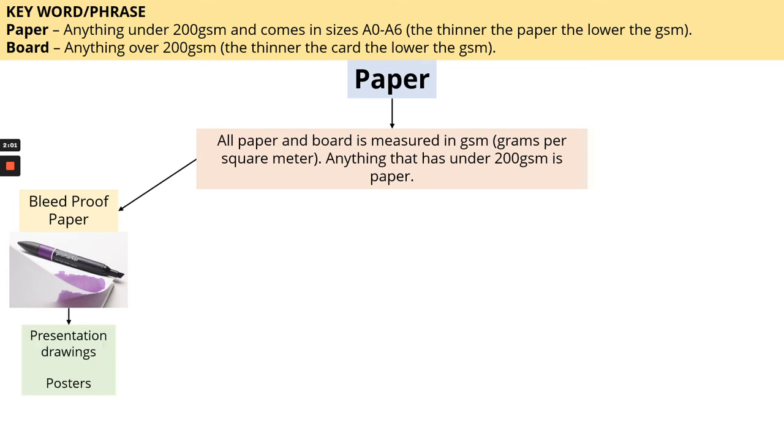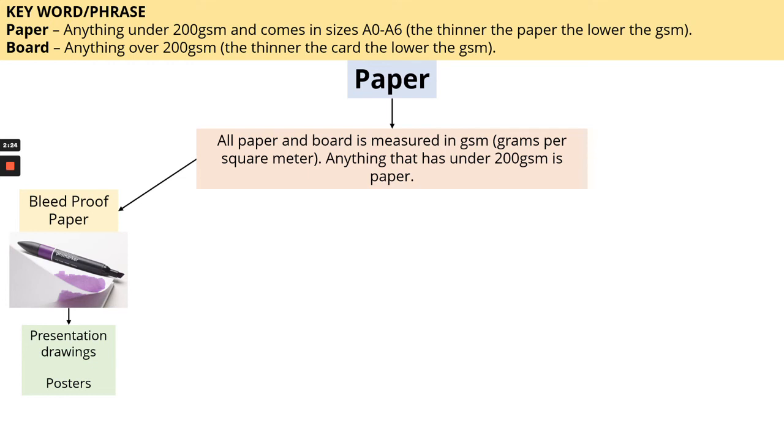The next one is cartridge paper. This has a higher GSM, and it's a bit better quality than your normal inkjet paper. These are only really used for working drawings. For us, they're only used for working drawings.